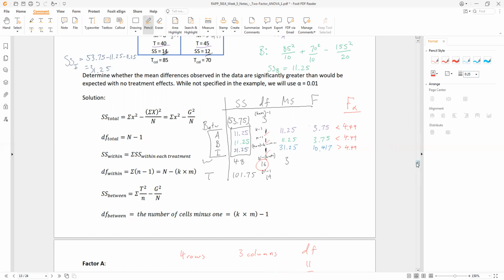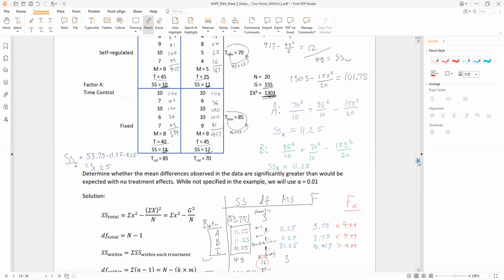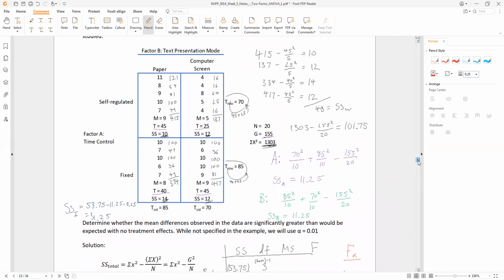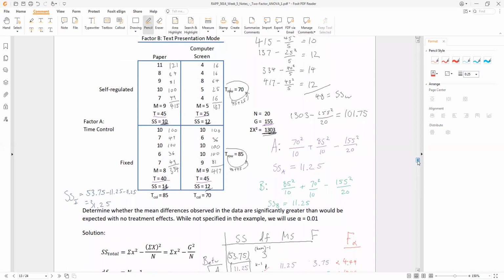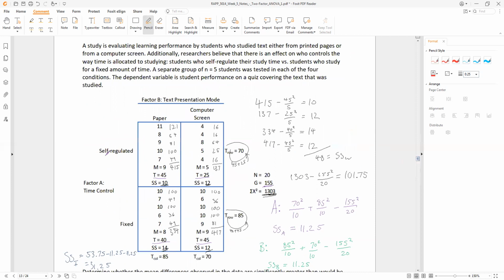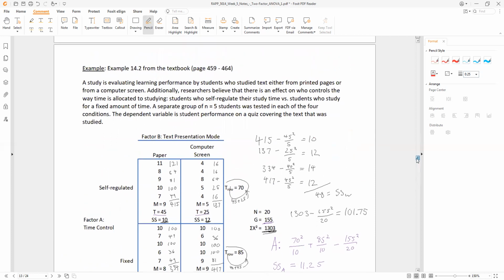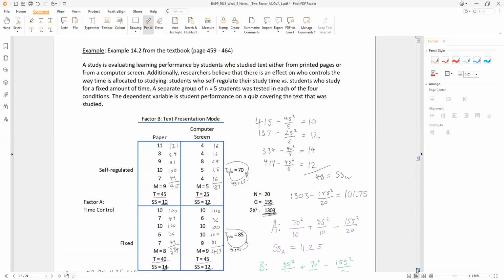Right? So what's happening here is probably something, sorry, I'm saying gender and violence. That's not the example we're doing. So I was still thinking about the previous example. Right here in this example, we're not doing gender versus violence. We're doing time control, self-regulated versus fixed, and text presentation mode, paper versus computer screen. Right? We are looking at learning performance.